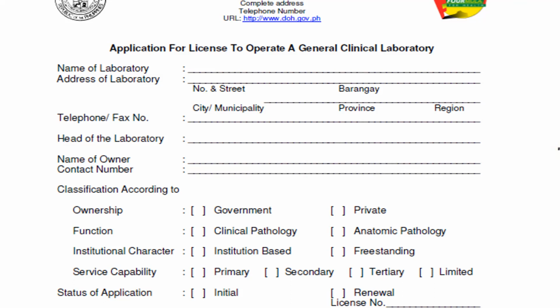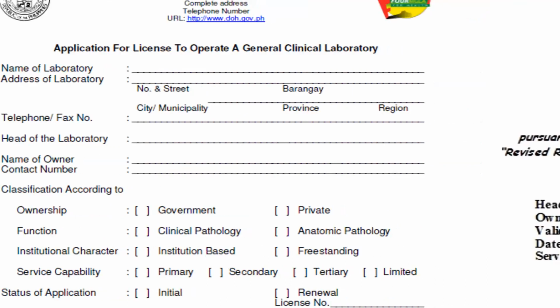So that is the application form for a license to operate a clinical laboratory. It is filed, or submitted, to the DOH, particularly the BRL, together with the necessary requirements and documents needed. These include the list of personnel, their highest educational attainment, PRC number, and PRC ID, if they are licensed professionals.